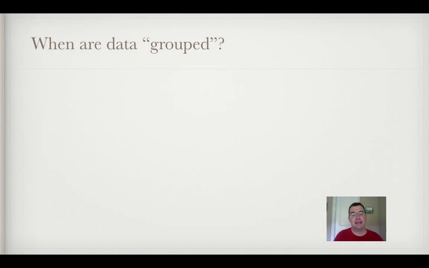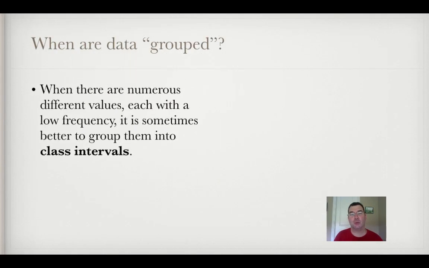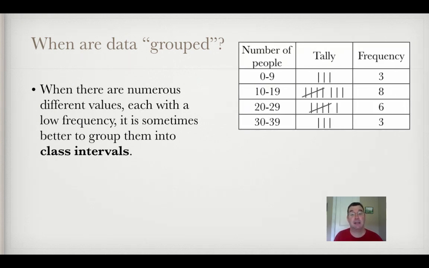When do we consider the data to be grouped? When should I group the data rather than list each data value separately along with its frequency? Well, when you've got a whole bunch of different values, each with its own frequency, and those frequencies are pretty low, then you really don't get a sense of any patterns or any trends in that data. So you should probably group them into what's called class intervals.